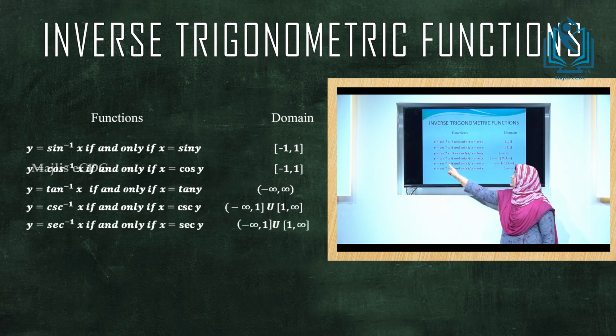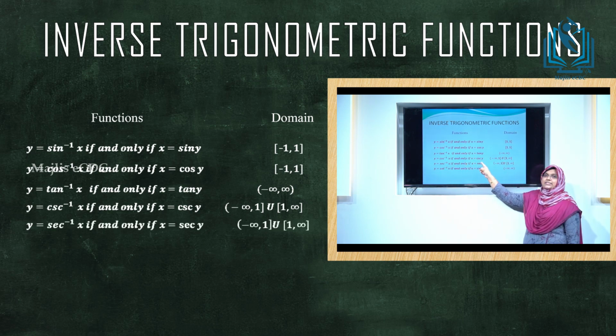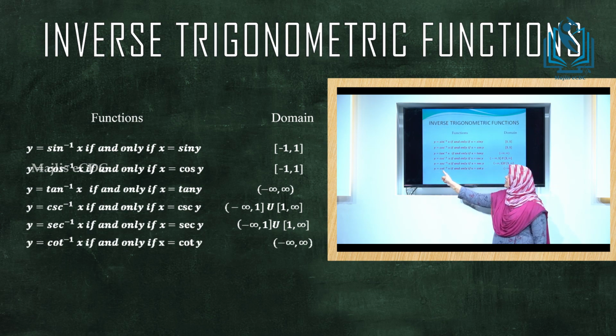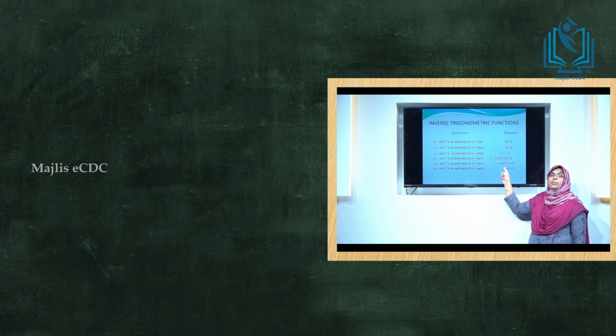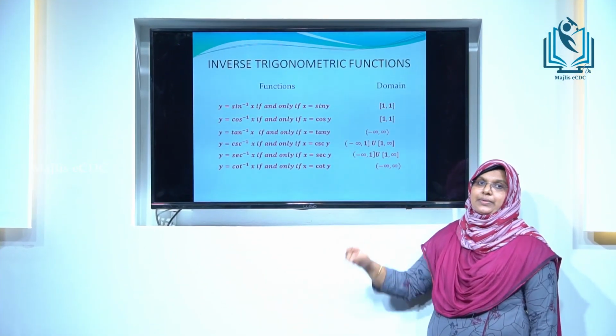y = sec⁻¹ x if and only if x = sec y. Its domain is (-∞, -1] ∪ [1, ∞). y = cot⁻¹ x if and only if x = cot y. Its domain is (-∞, ∞).